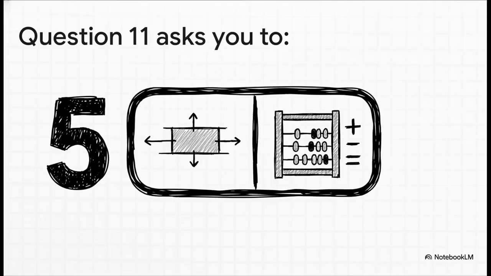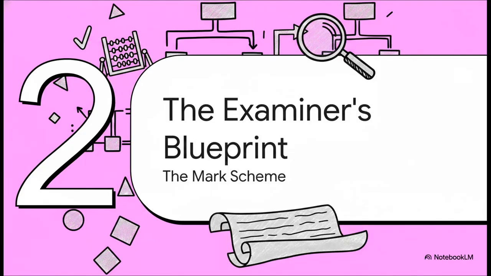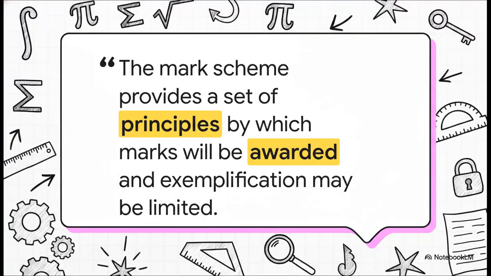So, this question, it's a two-parter, and it's worth a total of 5 marks. It's basically testing two things: how you handle data visually, with a box plot, and then how you handle it with a good old-fashioned calculation. So, the big question is, how do you make sure you get all 5 of those marks? Well, the secret, it's all in the examiner's blueprint, the official mark scheme. Seriously, you need to think of this document as your insider's guide. It literally tells the person marking your paper exactly what to look for and where to give you points. If you can understand this, you're on the fast track to maximizing your score.